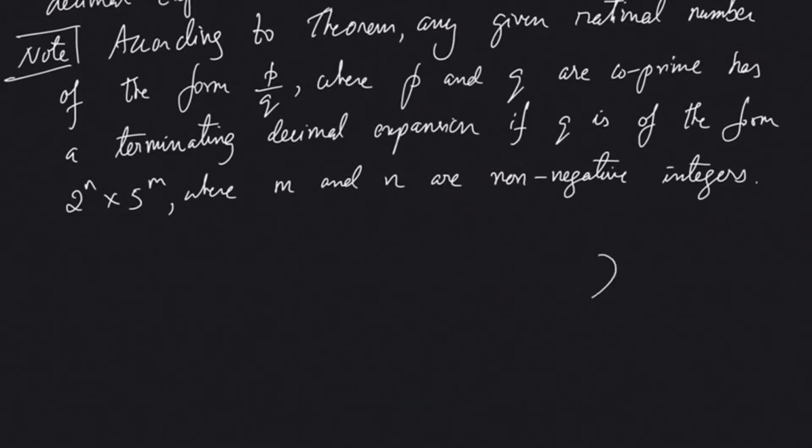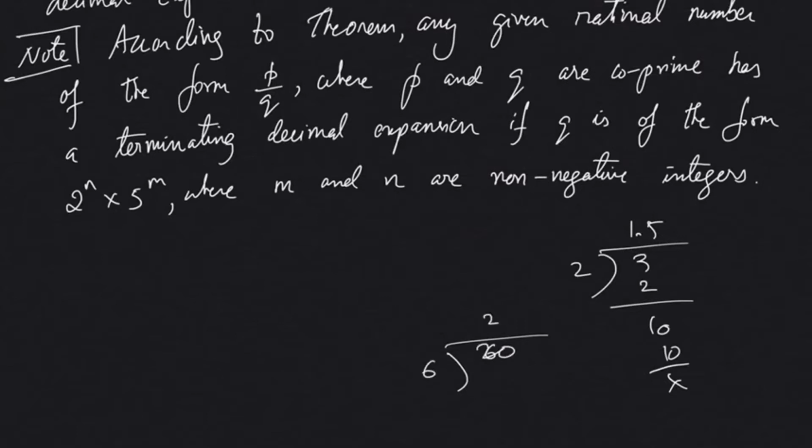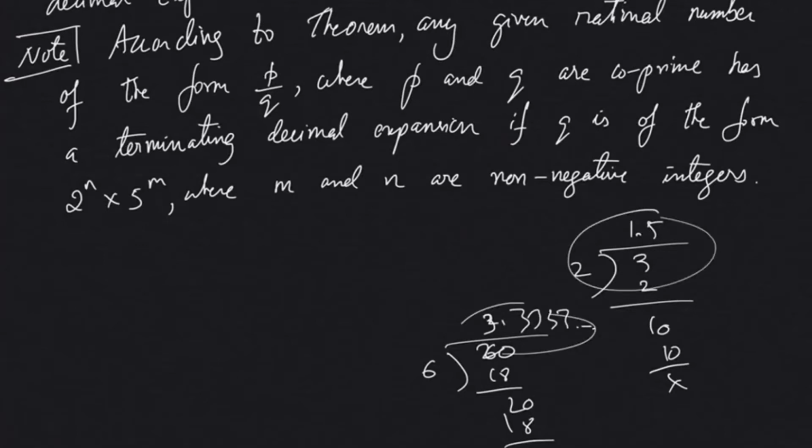For example, terminating is usually 3 divided by 2: 2 ones are 2, the remainder is 1, and we get 1.5, so the division stops. Non-terminating is usually, for example, 20 divided by 6: 6 threes are 18, remainder 2, and we get 3.33 and it goes on. So one is a non-terminating decimal or one is a terminating decimal.